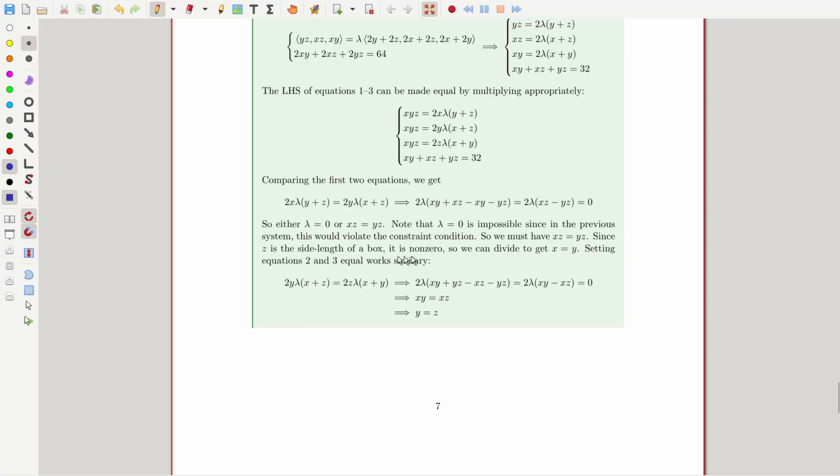And because z has to be some non-zero value, positive value specifically, because it's a side length, that means we can divide by z. So we get x equals y.